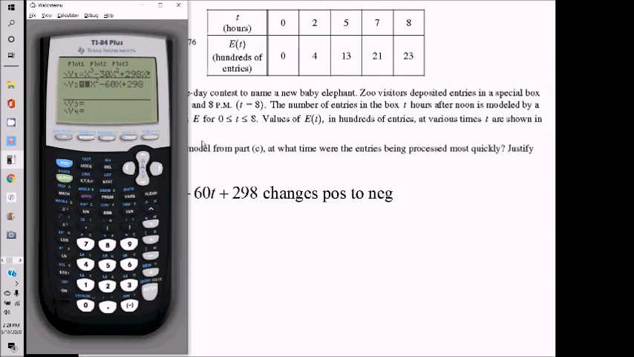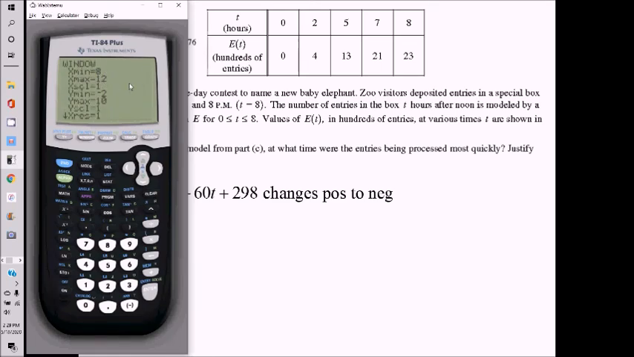So to do this, I'm going back to my y equals, and in y2 I've put p prime, the derivative of p, and I've deselected the p function up here because I don't want to graph that too. I just want to graph p prime, and I want to graph it on a window from 8 to 12.